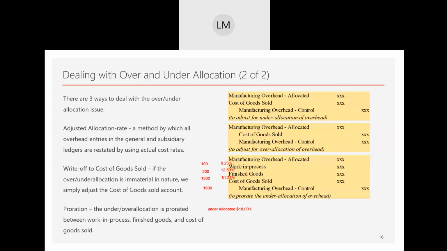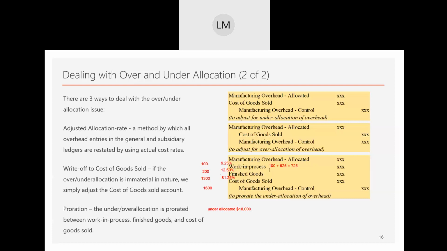In this case, let's say my ending balance is $100. I'm going to take 10,000 times 0.0625, and based on this under allocation of 10,000, I'm going to add $625. So 100 plus $625. My new balance in work in process would be $725.